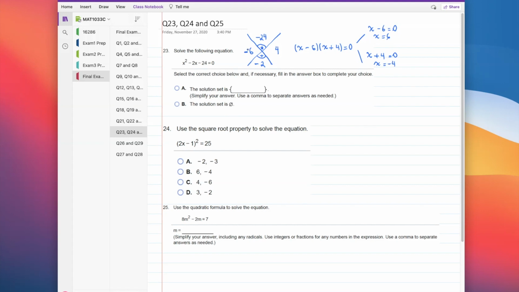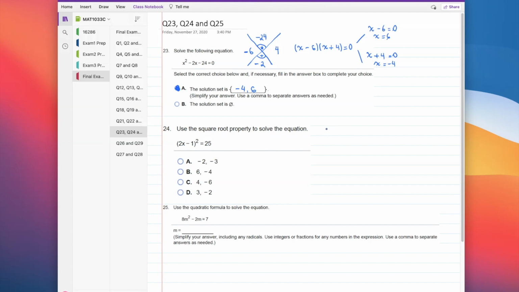It means that if you plug 6 back into the final calculation, x squared minus 2x minus 24, that is 6 squared minus 2 times 6 minus 24, it will be 0. And with negative 4 the same way. So there are two solutions for this quadratic equation. The second one, the question very clearly specifies, is to apply the square root property to solve the equation.